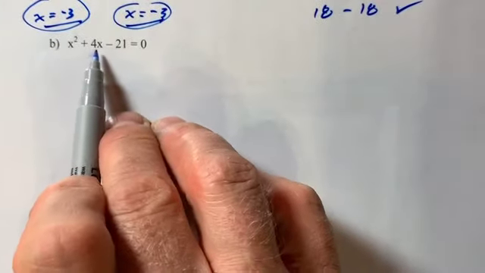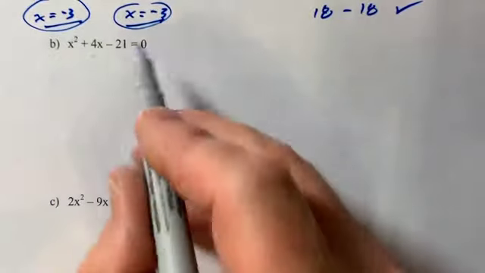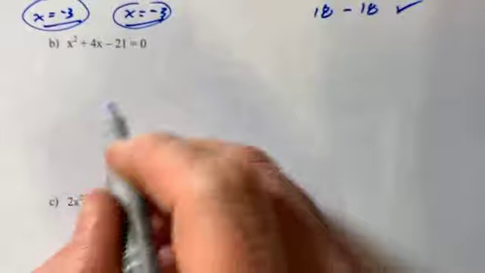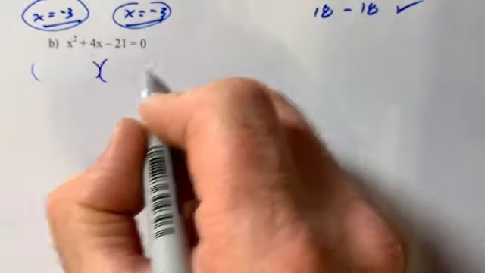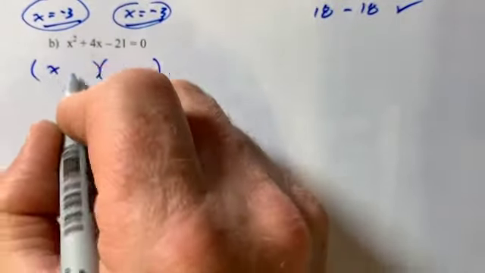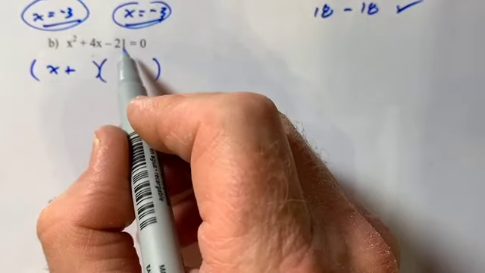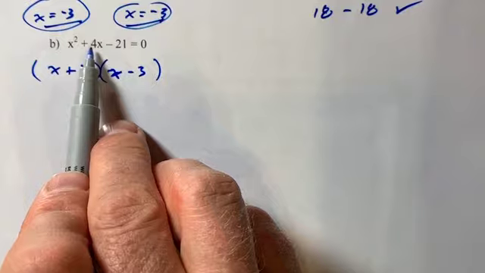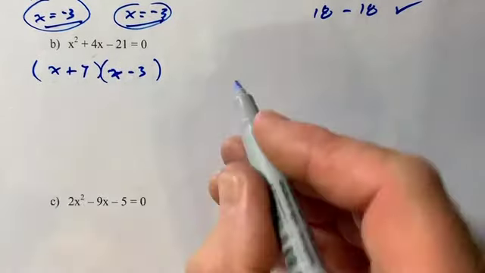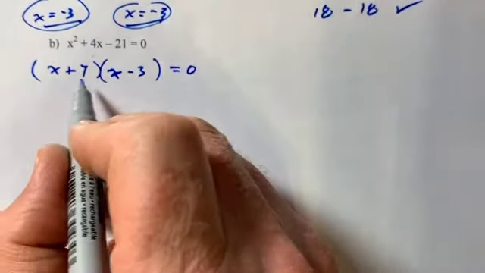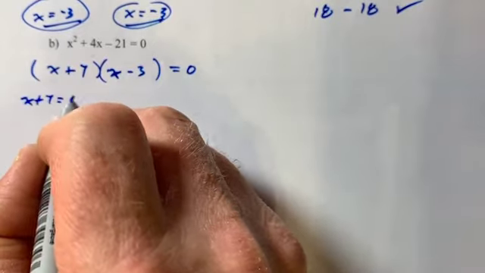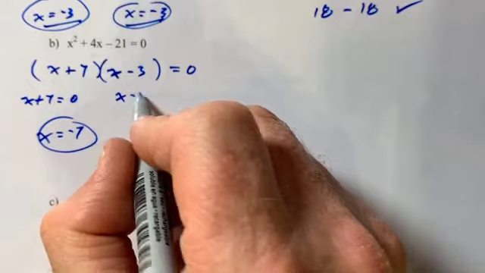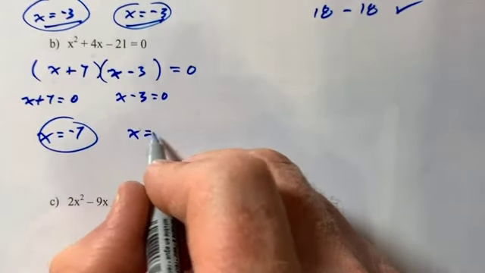Okay, let's try another one. X squared plus 4x minus 21. Two numbers multiply to negative 21. So I know this has got to be x plus, hang on, 7 and 3? Yeah, plus 7 and minus 3. Because that way they add up to positive 4 and they multiply to negative 21. So if x plus 7 is equal to 0, that means x equals negative 7. And if x minus 3 equals 0, that means x equals positive 3.